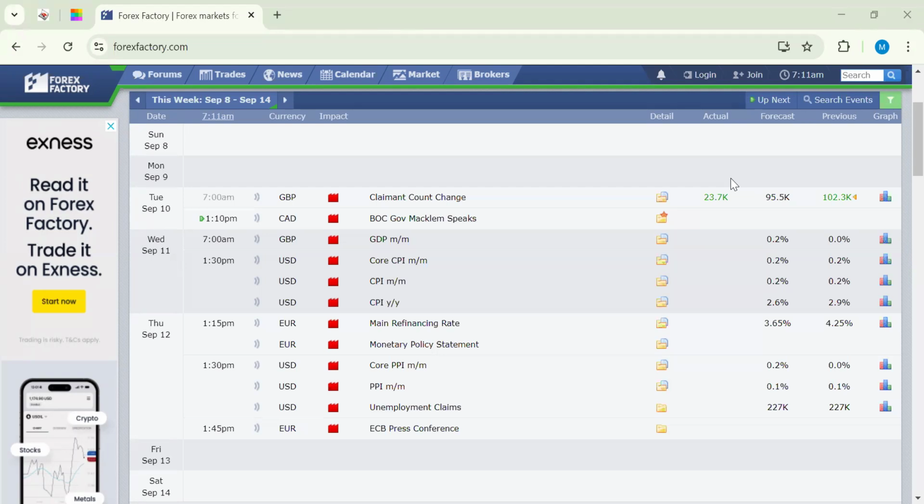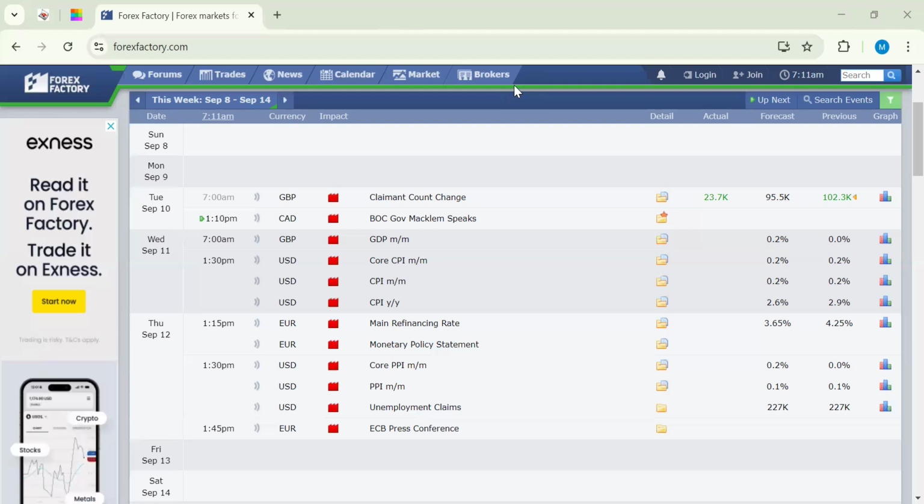Okay, so let's begin right now. As usual, we're going to start off from the fundamental side of things to look at some of the fundamental activities that the market has for us today. So today, being 10th of September 2024, we have just two high impact news made for us today.